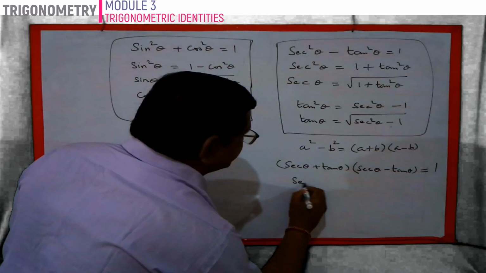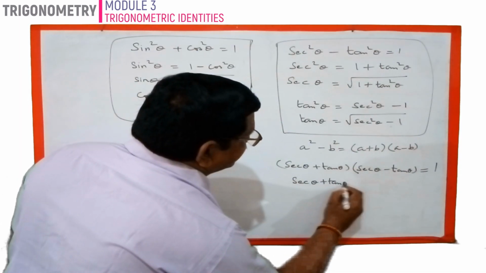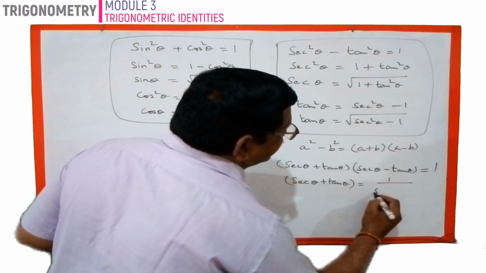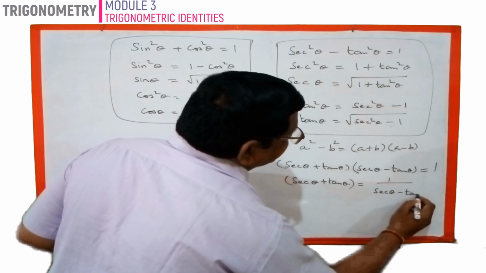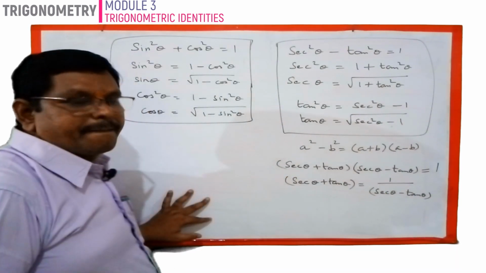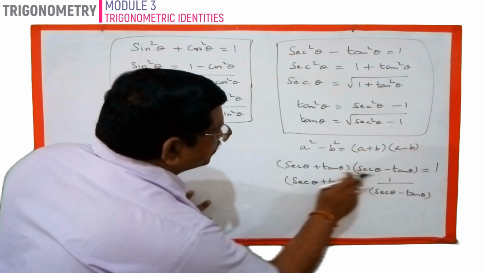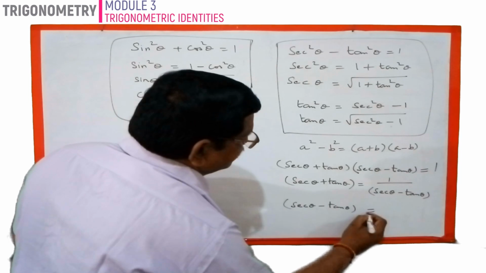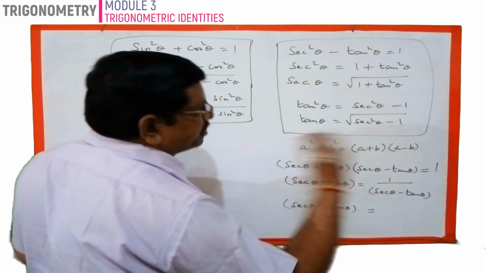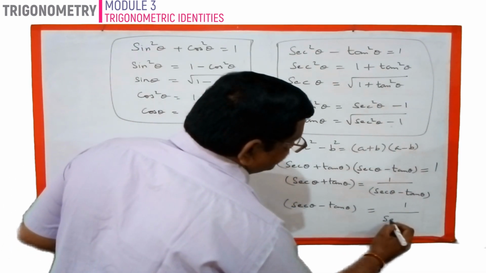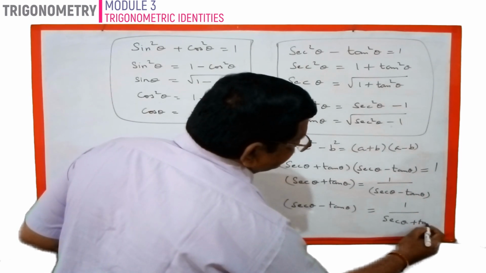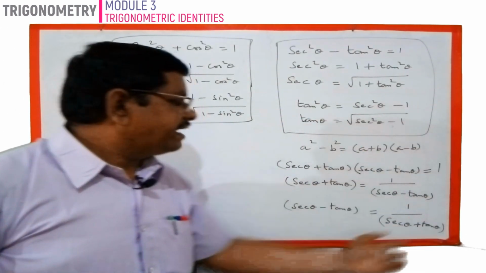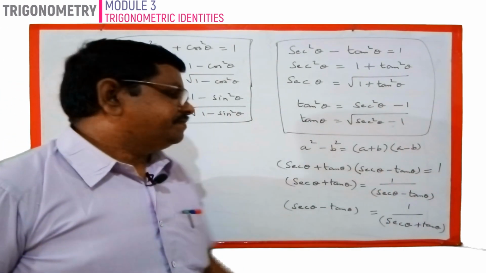So if you want only secant theta plus tan theta, take this value to the right hand side, it will become 1 by secant theta minus tan theta. Similarly, if you want secant theta minus tan theta, then take this secant theta plus tan theta to the right hand side, you will get 1 by secant theta plus tan theta. In some problems, these type of identities will be used.